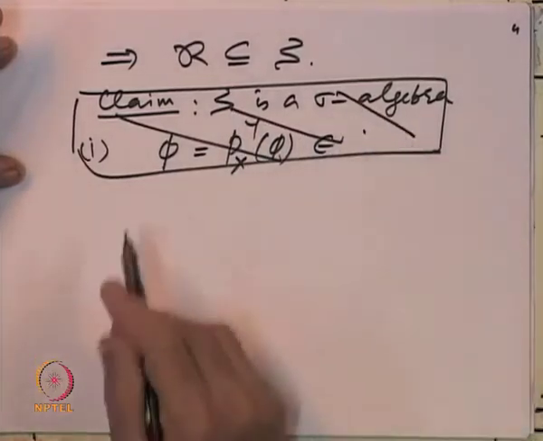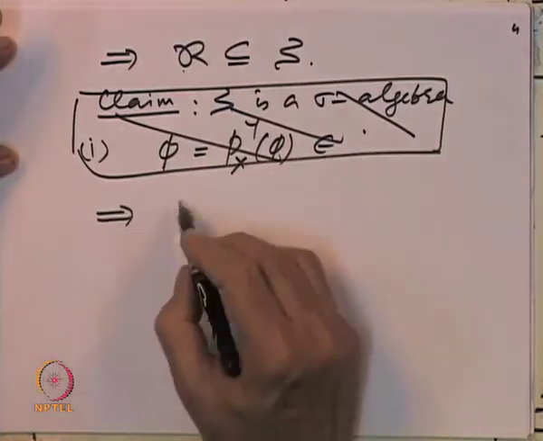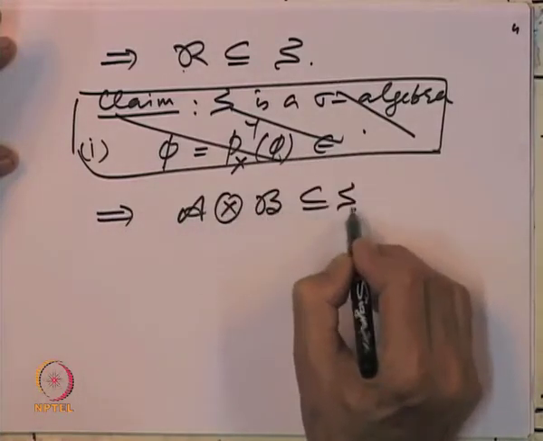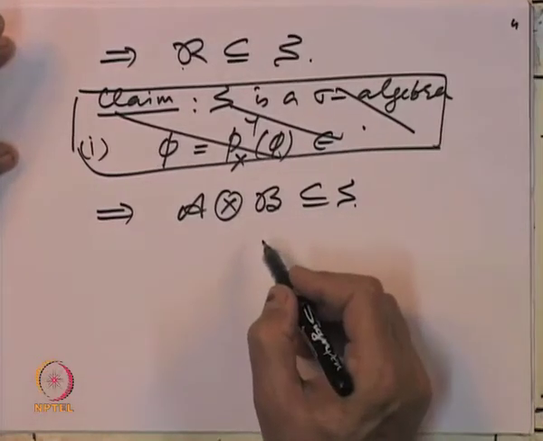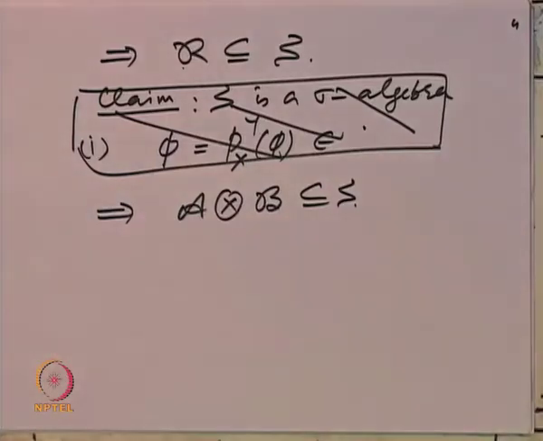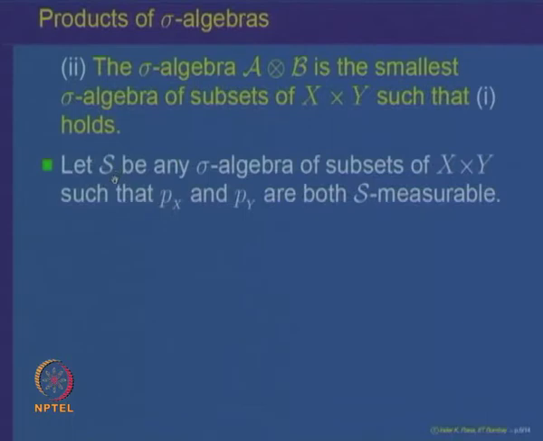So, what we have shown is that all the rectangles are inside S and S is a sigma algebra. So, that implies that A times B is also inside S. So, A times B is the smallest sigma algebra with respect to which both the projection maps are measurable. Let us go through the proof again.